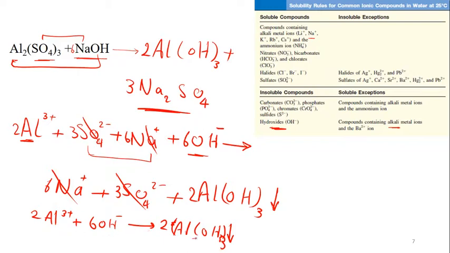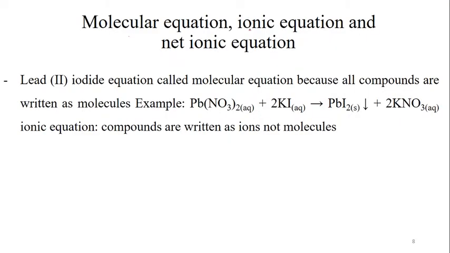So this is my net ionic equation, and for that this reaction will happen. So what is the molecular equation and what is the ionic equation itself? If I look here at the reaction of lead nitrate with potassium iodide to give me lead iodide and potassium nitrate, this reaction I name a molecular reaction. Why do I name it a molecular reaction? Because all that is presented here are compounds.